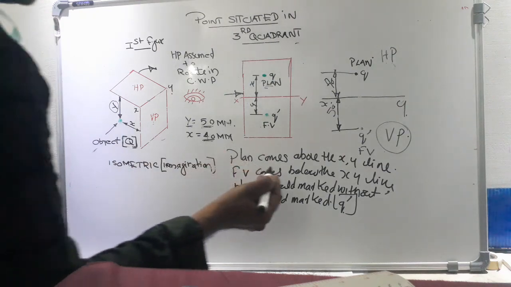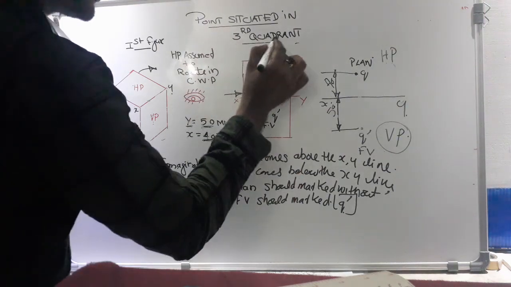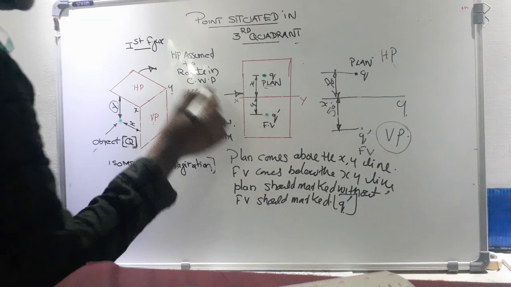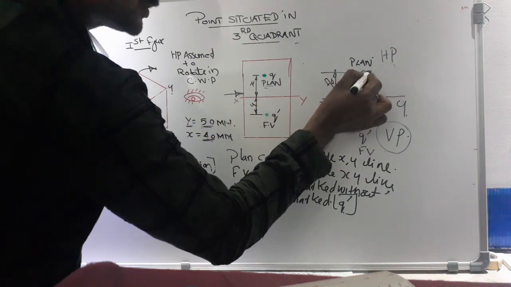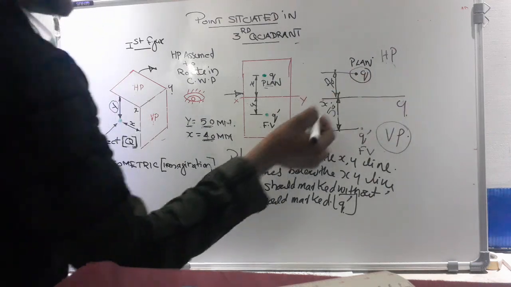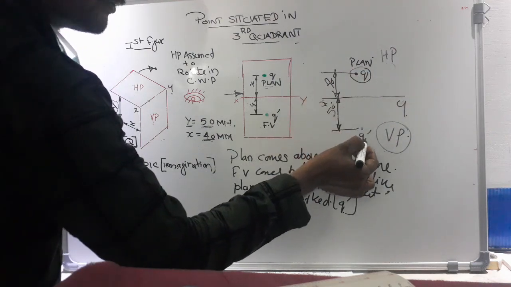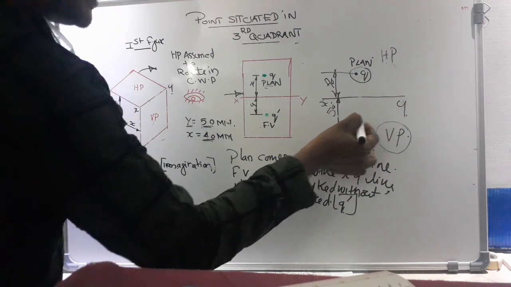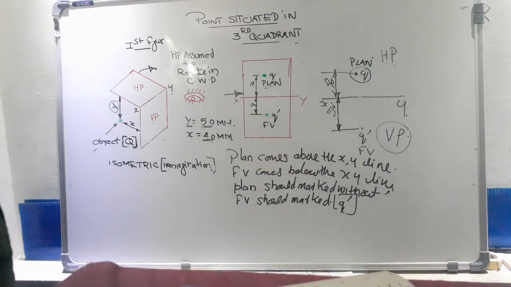Once again, in the case of third angle projection, or the third quadrant method, the position of the plan should come above the XY line, and the position of the front view comes below the XY line. Okay, is that clear? We will see in the next class.